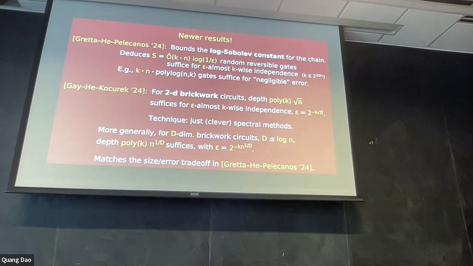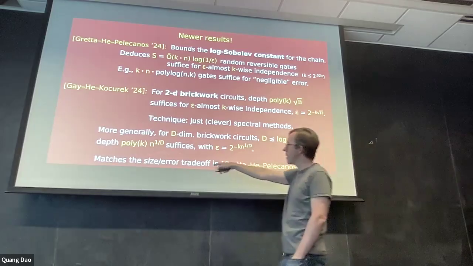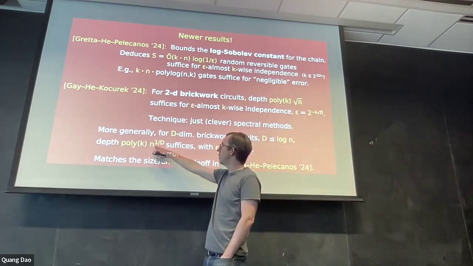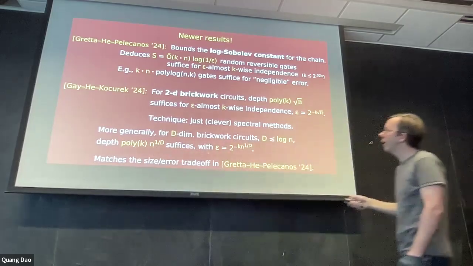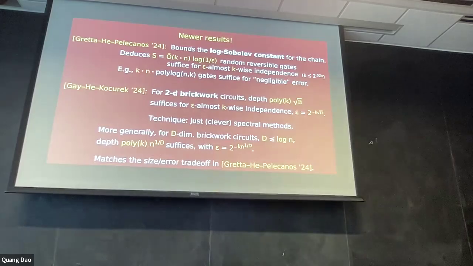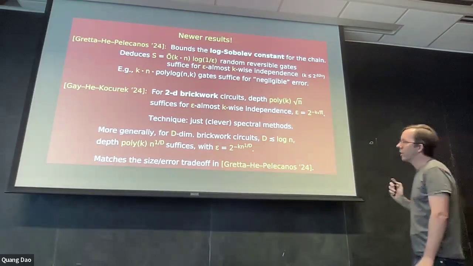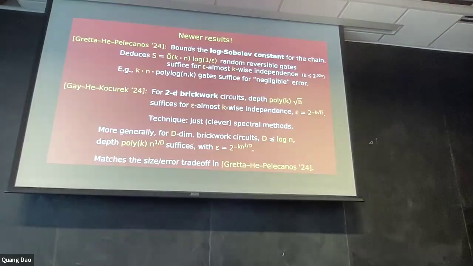You're ignoring the dependence on k. And you can take D almost all the way up to log n, which means you can get this down to close to polylog n, and thereby again get size that's nearly linear in n, but with this additional nice geometric structure.